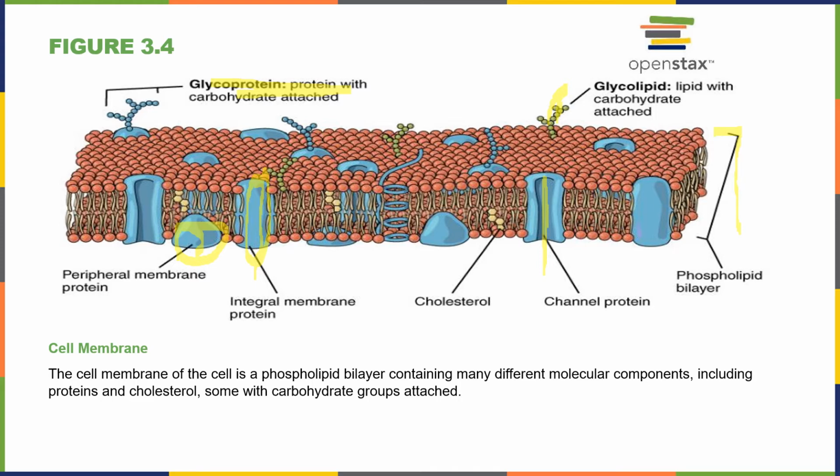We also have cholesterol present in the cell membrane, and that is in a healthy person as well. So the cell membrane of the cell is a phospholipid bilayer containing many different molecular components, including proteins and cholesterol, some with carbohydrates attached. All right. That's our cell membrane or plasma membrane.